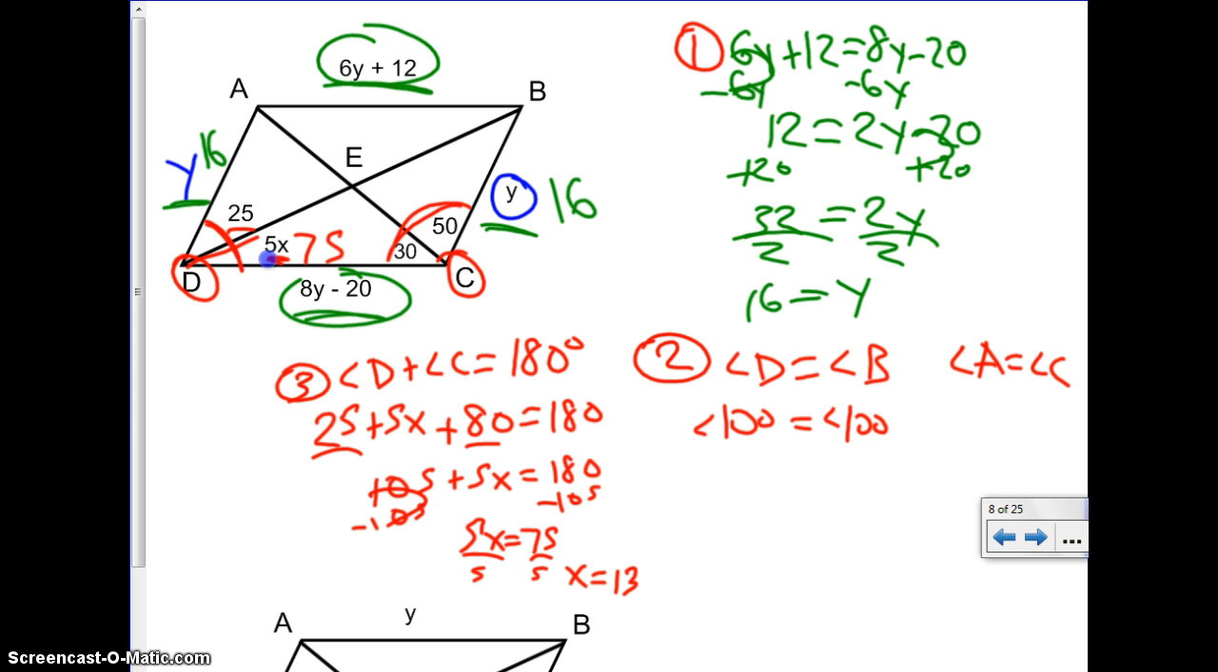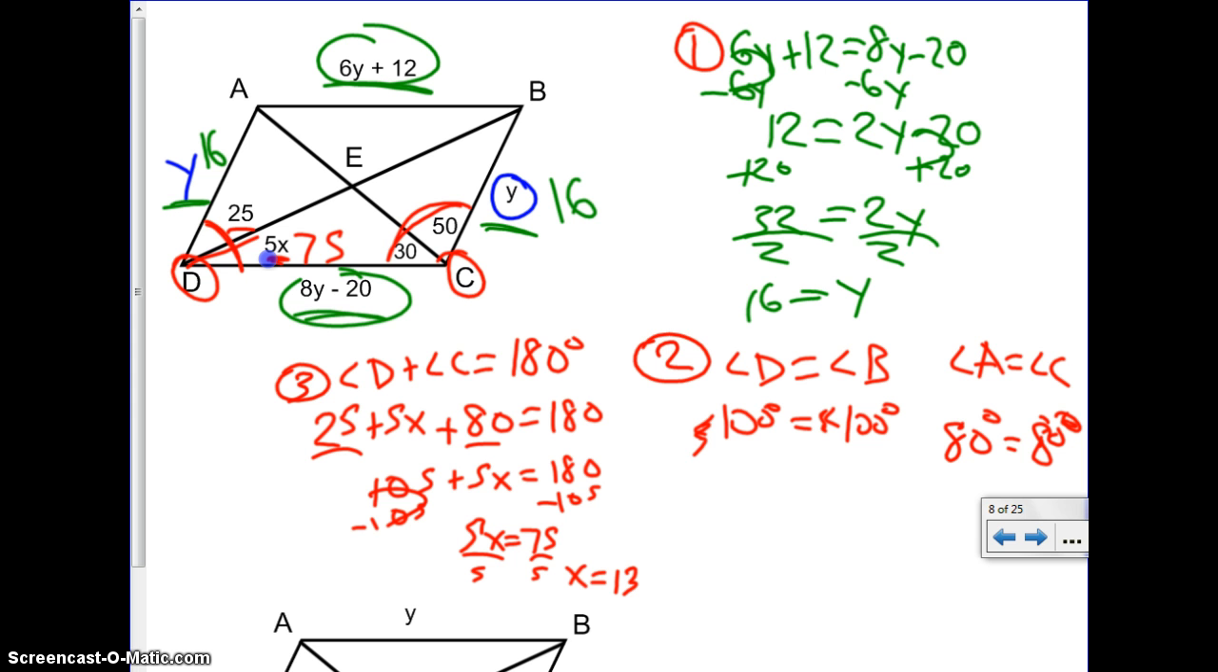And angle C is 80. Oh, I don't mean the angle sign there. Just want 80 degrees. Sorry about that. We just want degrees. And we know that it's going to be 80 degrees over here.